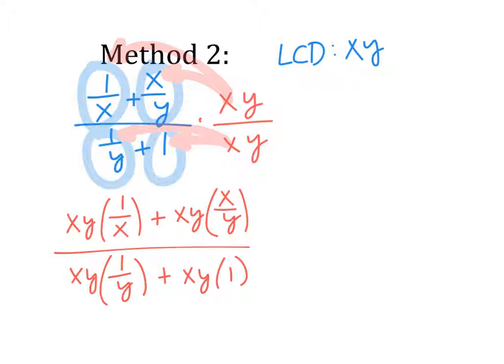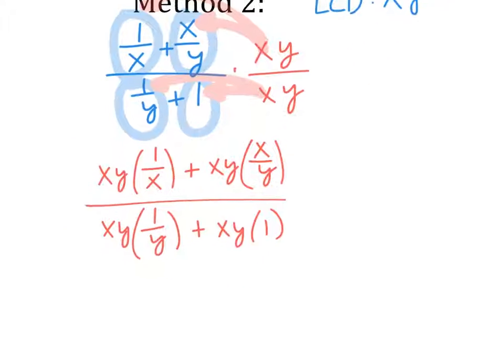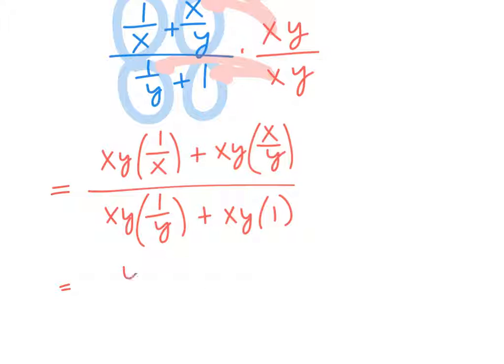Okay, so now xy times 1 over x. Which part is going to cancel? What's going to cancel? X. So what are you left with? Y. Okay, xy times x over y. What's going to cancel? Y. Okay, what's left over? X squared.